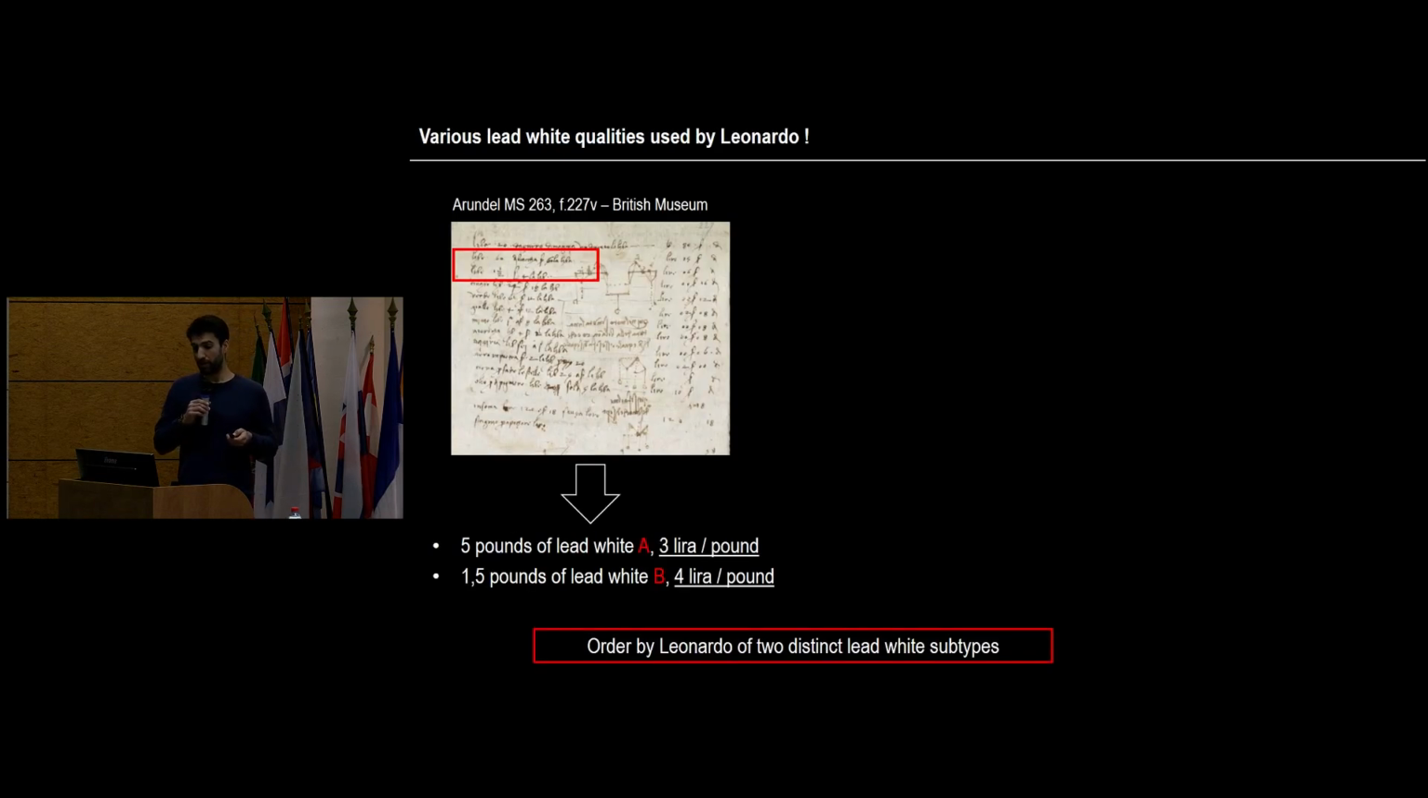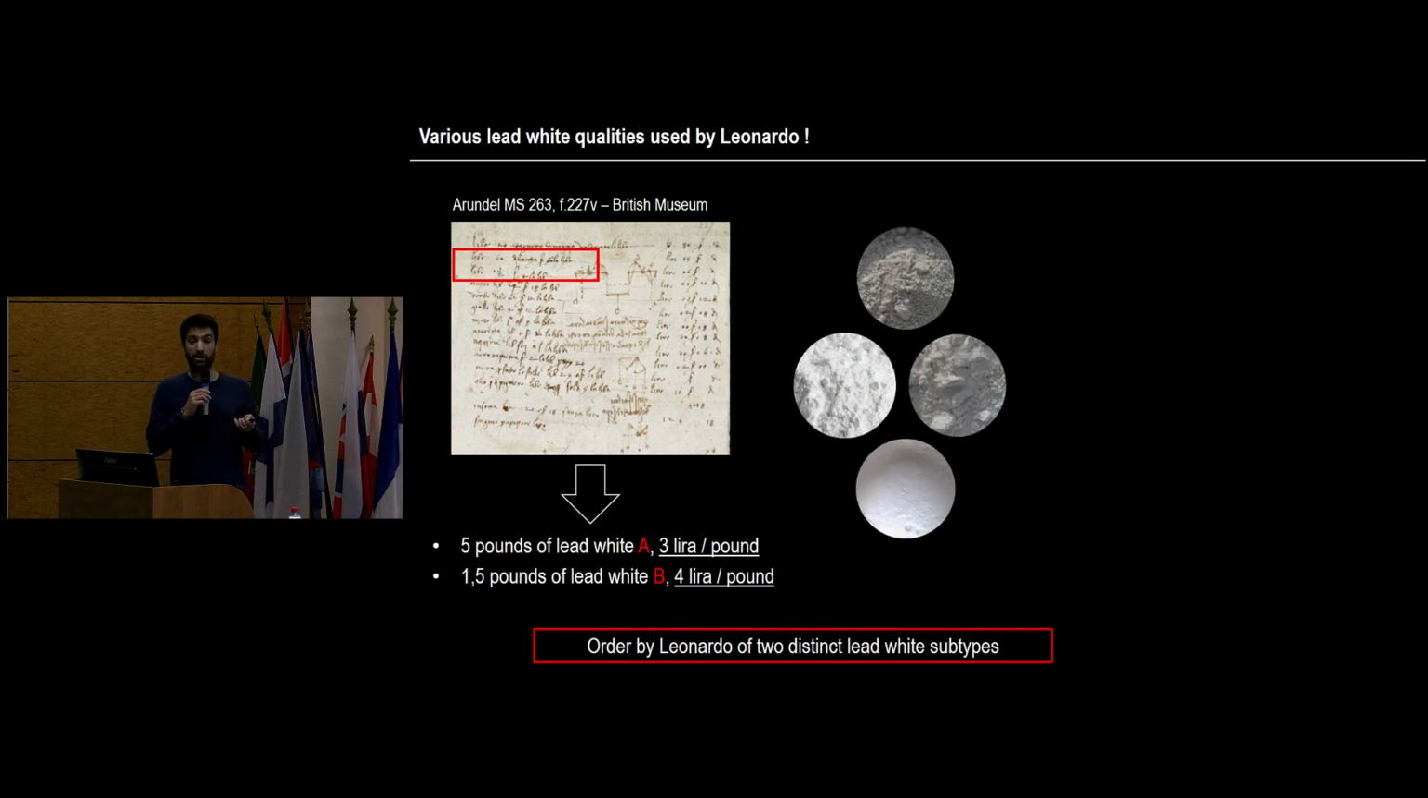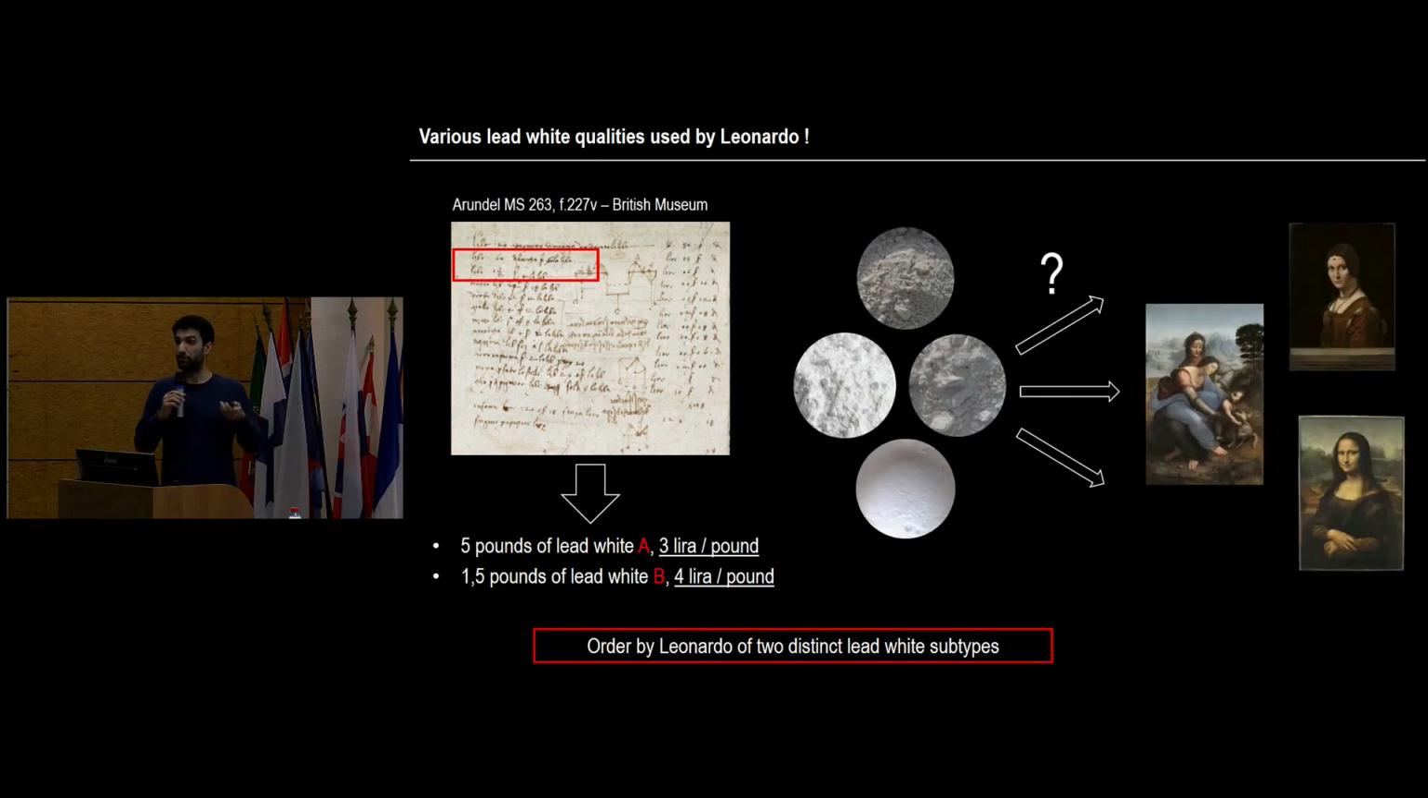So in the case of Leonardo, we were lucky to find some indication that indeed he used different subtypes of lead white. We know from a manuscript that he paid a certain amount of money for one lead white and a greater amount for another lead white. So most definitely, he used different grades of lead white. The question for us will be, can we find those different qualities of lead white in his paintings?